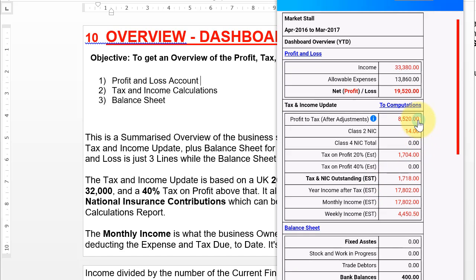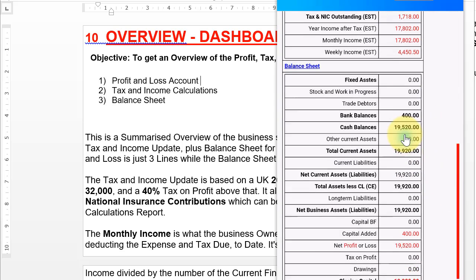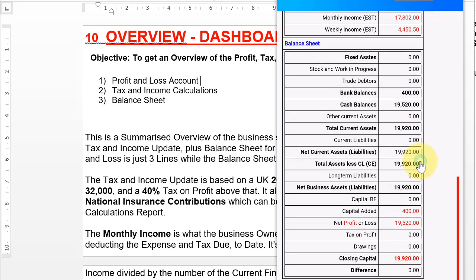Now that one, let me see. Okay, this. 1704 plus 14 gives us this amount that is outstanding for tax and national insurance contributions. Now the income to date is 19 minus this figure, which leaves us 17,802. Now the monthly income and the weekly income depend on the financial month, which we shall look at a little bit later. And then below here we've got the balance sheet.